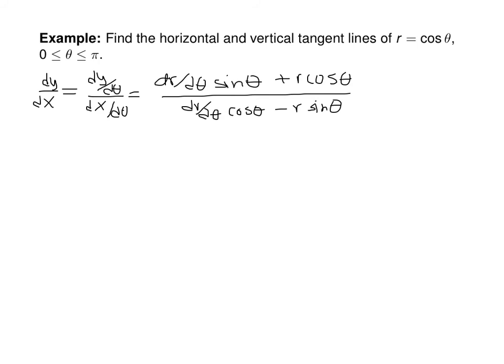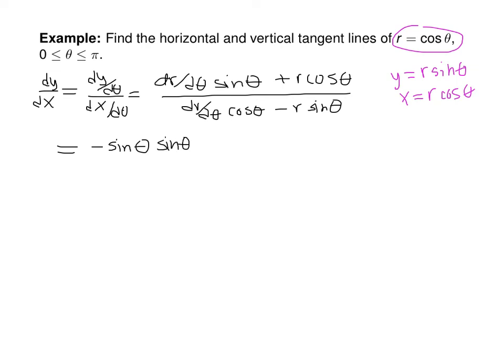Honestly, how I would remember that, I would just remember that y equaled r sine theta and x equaled r cosine theta, and I would just rederive it every time using the product rule. It would be the only way that I could remember it. I'd never memorize those formulas. Now, using cosine theta for the r, dr d theta is negative sine theta, so we have negative sine theta times sine theta plus cosine theta times cosine of theta over cosine theta times cosine of theta.